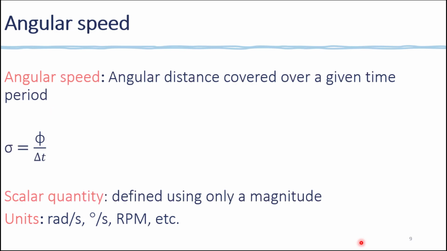Now, angular speed is defined as the rate of change in angular distance, and it's abbreviated with the Greek letter sigma. Angular speed is a scalar quantity, so it only has a magnitude, and its units of measurement are radians per second, degrees per second, revolutions per minute, anything that's angular distance over time, same as angular displacement.